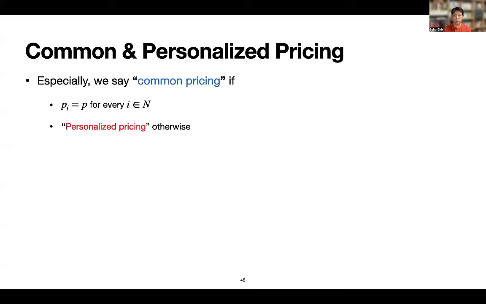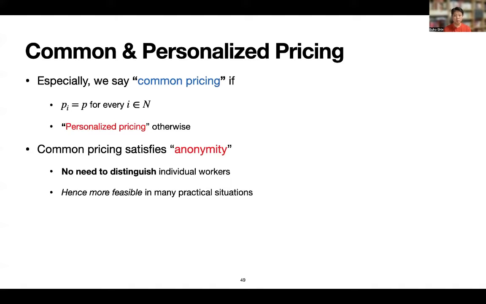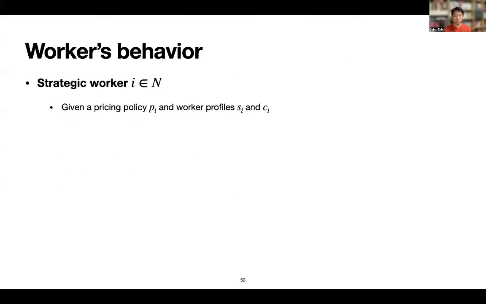Especially if PI remains the same across the workers, then we call it the common pricing. Otherwise, we call it the personalized pricing. Note that common pricing does not need to distinguish individual workers, and hence is more feasible in many scenarios.